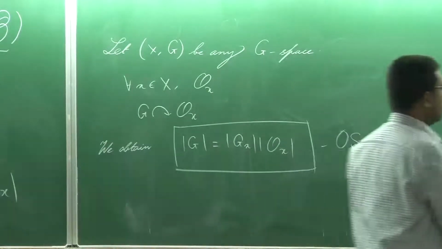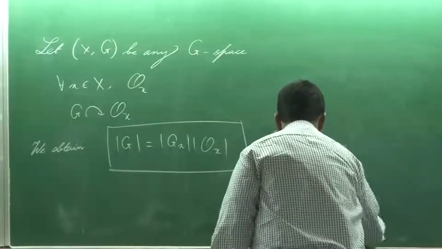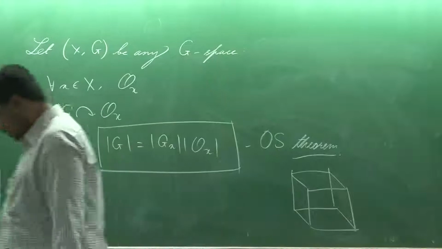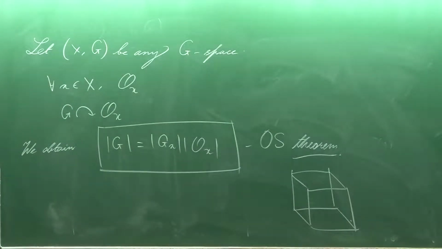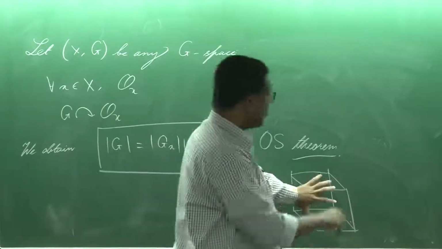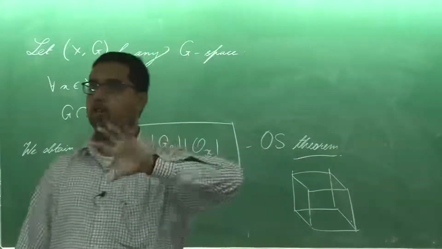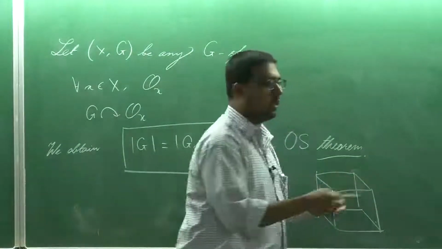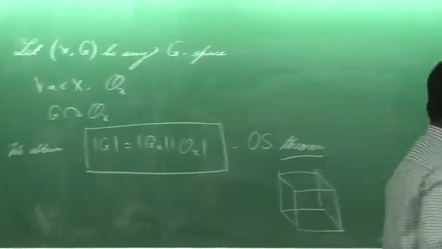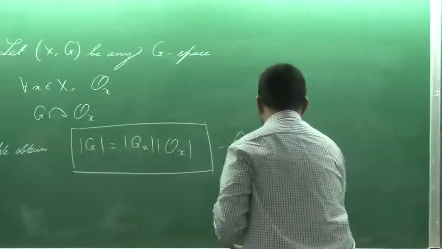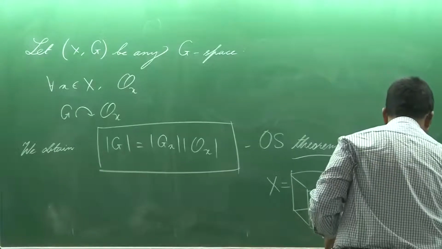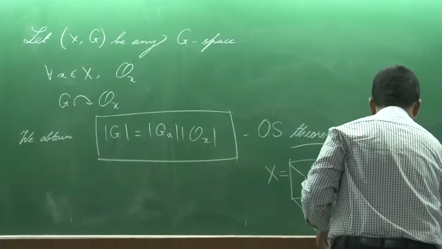Consider the regular cube, and then consider the rotation group of this cube, that is, the group of all rotations which, when applied, map the cube to itself. So this is my X, and G is the rotation group of the cube, the group of all rotations of the cube.